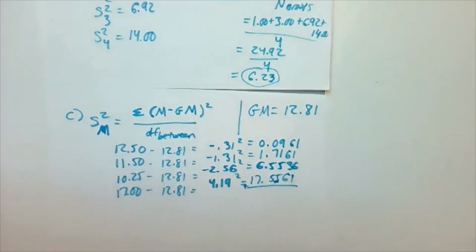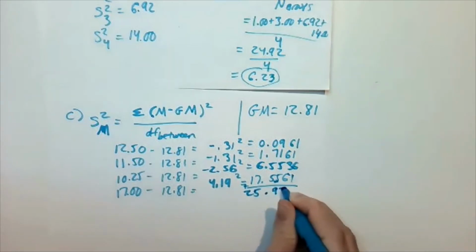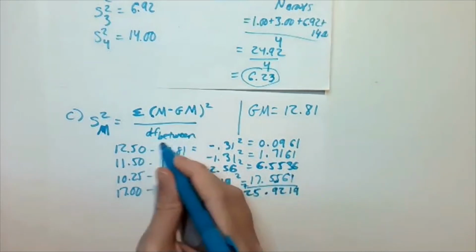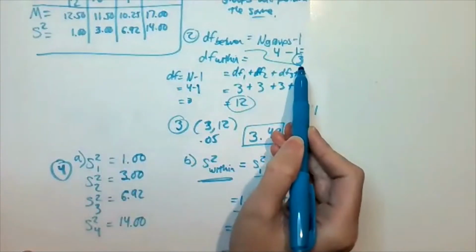And so as I add up these numbers, I'm going to get 25.9219. And I'm going to divide by our df between, which we had said is going to be 3.